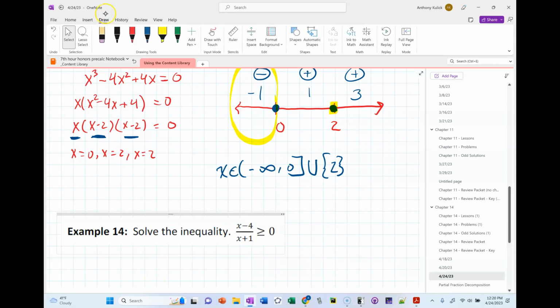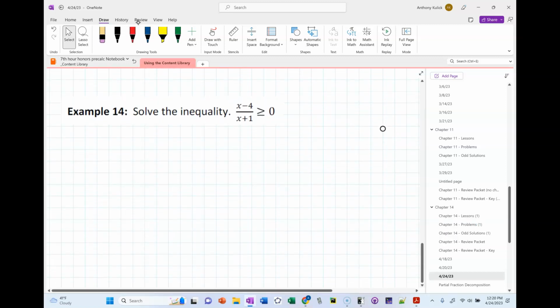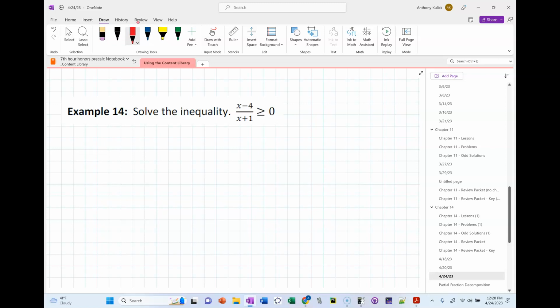All right. Let's see what happens here. Ooh! x minus 4 over x plus 1 is greater than or equal to 0. So I'm still going to start the same way. I'm going to set this equal to 0. When is a fraction equal to 0? When the numerator is 0. Good.